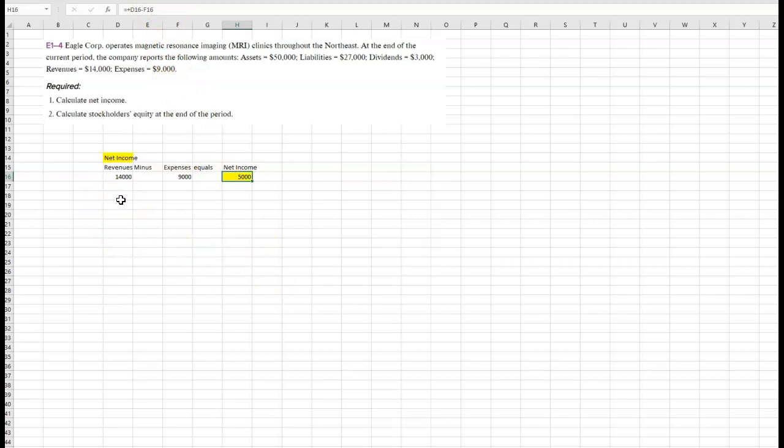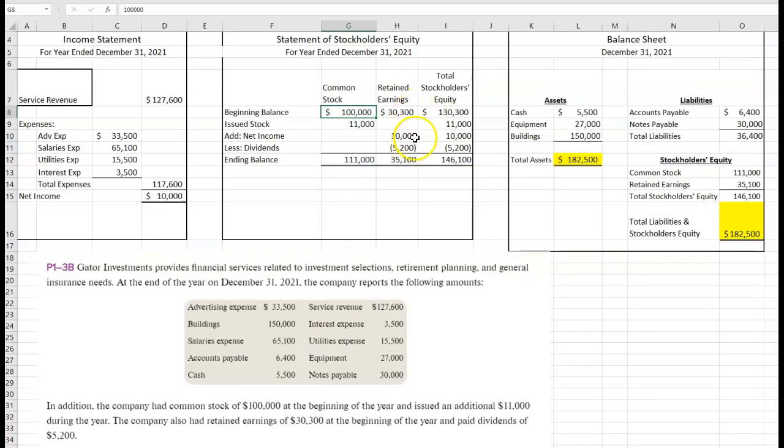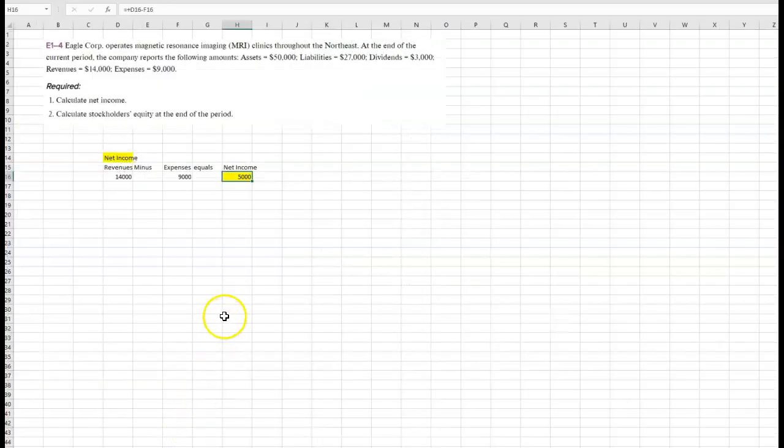Calculate stockholders' equity at the end of the period. Oh, well, let's look back. What does this look like? Total stockholders' equity at the end of the period. Well, we need to know our common stock total, and we need to know our retained earnings total. Retained earnings is $30,000, or the beginning amount, plus net income minus dividends. You'll want to remember that. That'll come up a lot. How do you calculate ending retained earnings? So let's go back over here. So we could do all of that, but we're missing some information, right?